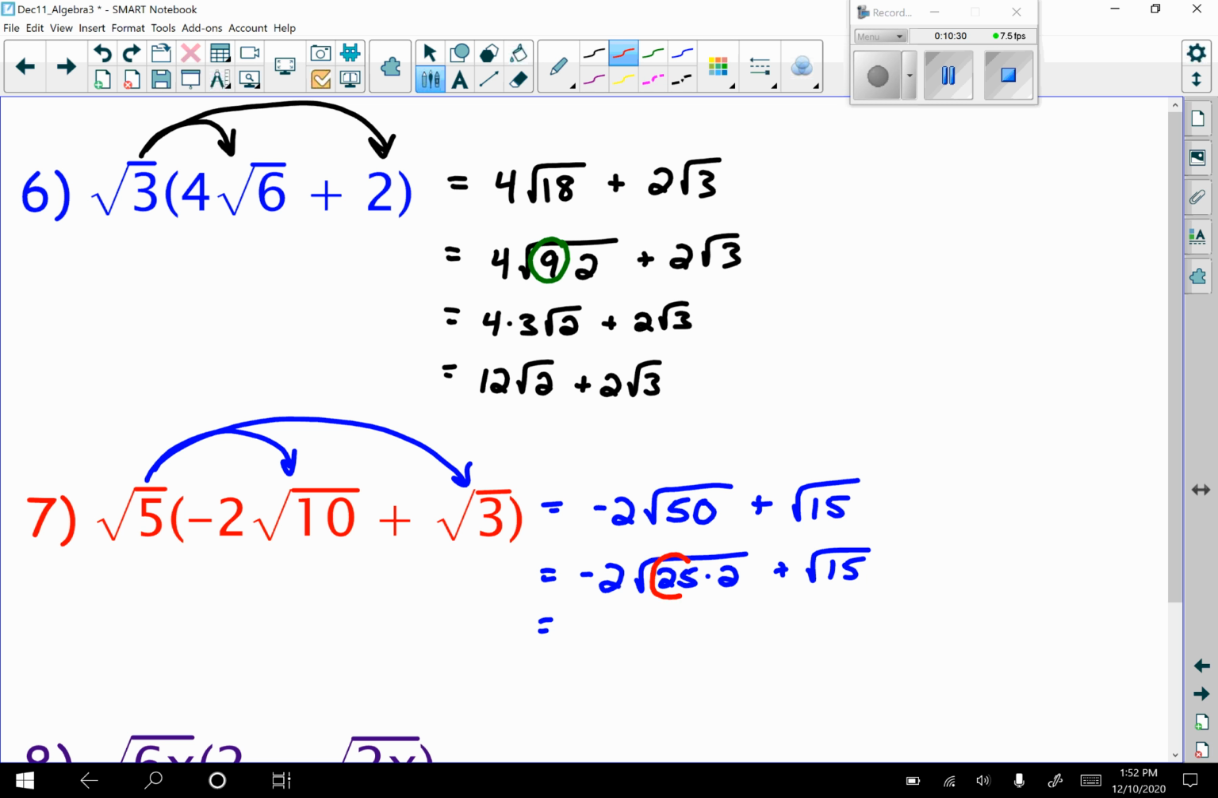I'm going to circle the 25. So now this becomes negative 2 times 5 radical 2 plus radical 15. And the last step is just to multiply the negative 2 by 5. So we get negative 10 radical 2 plus radical 15.